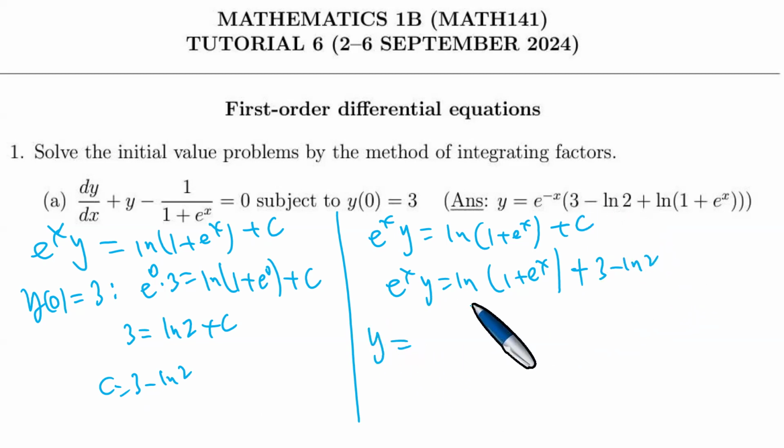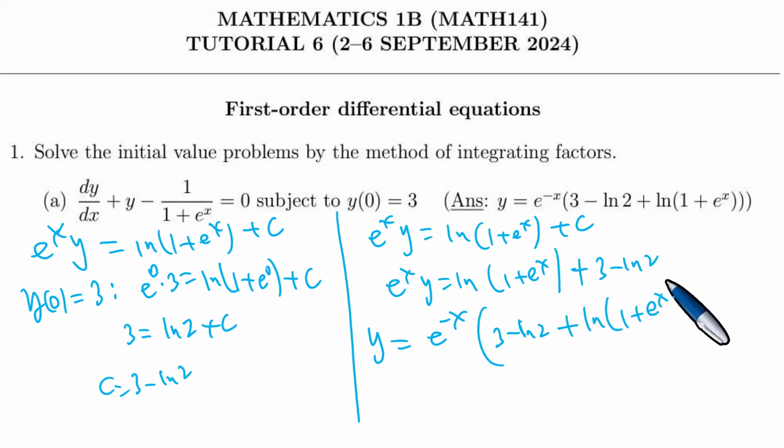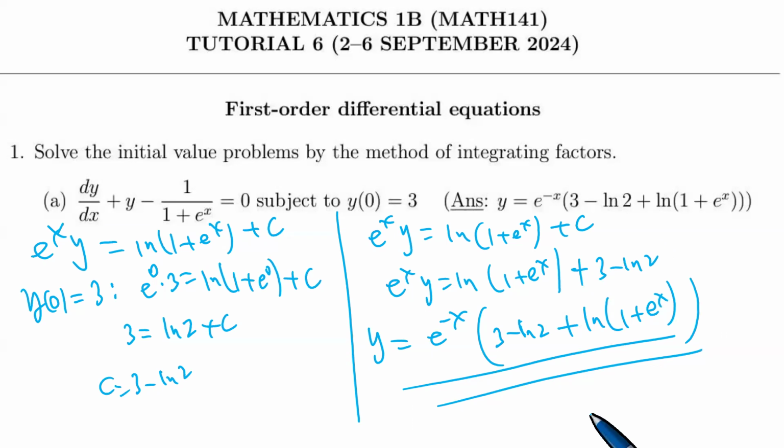So you solve for y, and therefore this e to the power x, you divide by it. So it's going to be e to the minus x. Then there's 3 minus ln 2. So that becomes the answer.